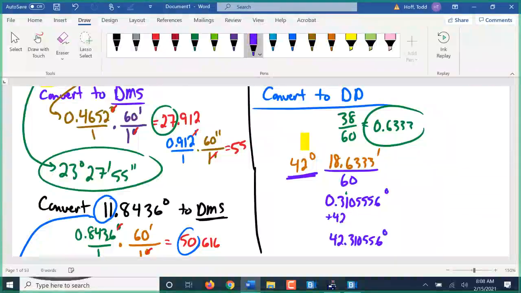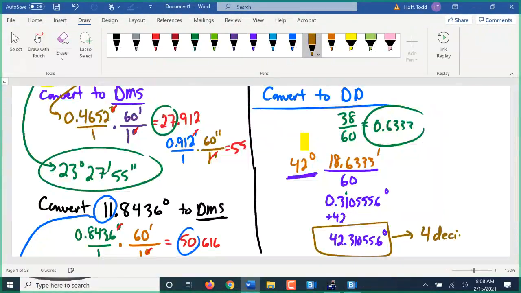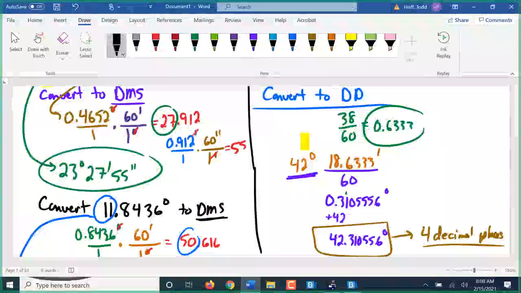When we go from degrees, minutes, seconds to decimal degrees, standard is to go 4 decimal places. I think that process is a little bit easier, partly because it all stays in the calculator. You don't have to crack pieces off or whatever.